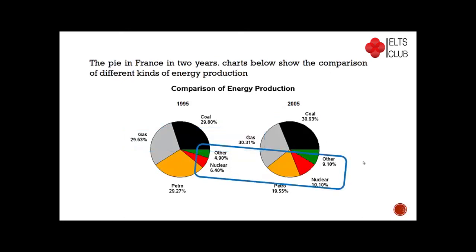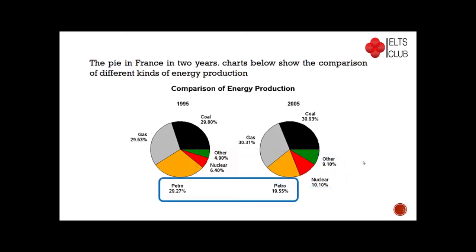A third key feature is an approximate 5% growth in energy produced from nuclear power and other sources. The fourth and last key feature is that petrol was the only source of energy that decreased in production. We will be using these key features to write the two body paragraphs in our next session, during which we will learn how to describe the data provided in visual form.